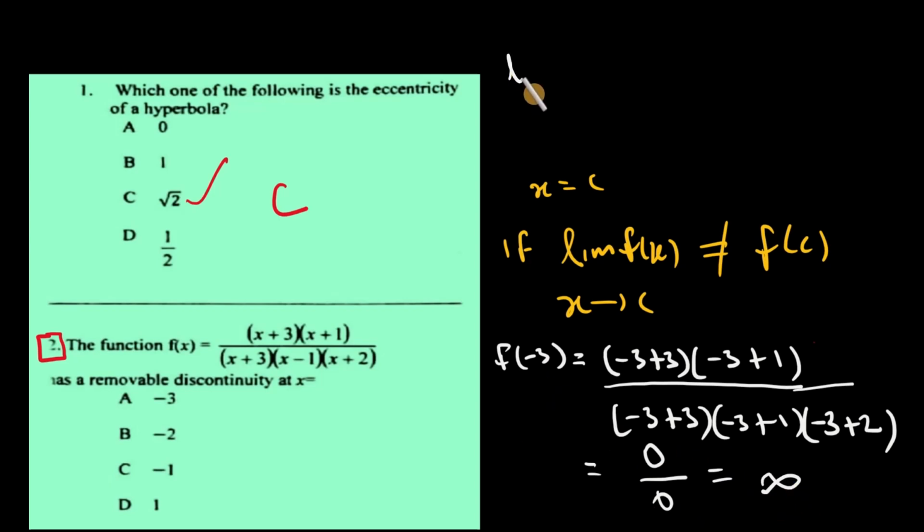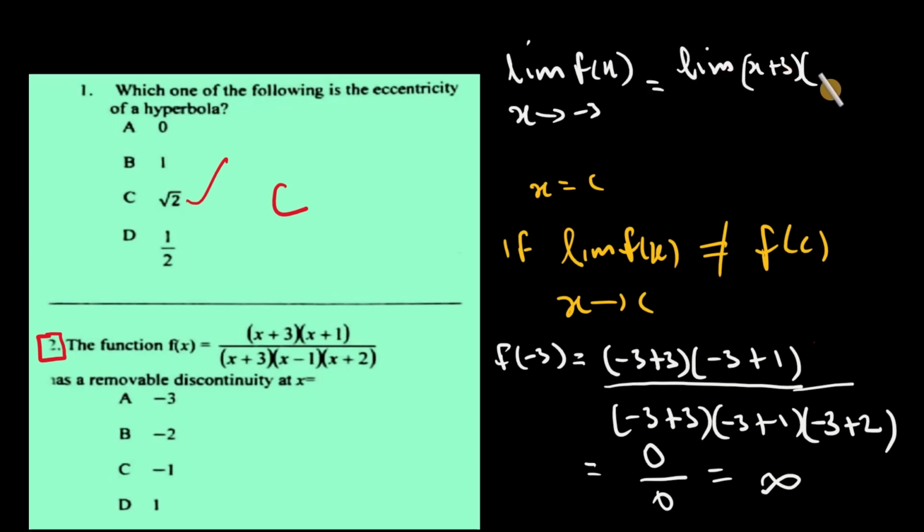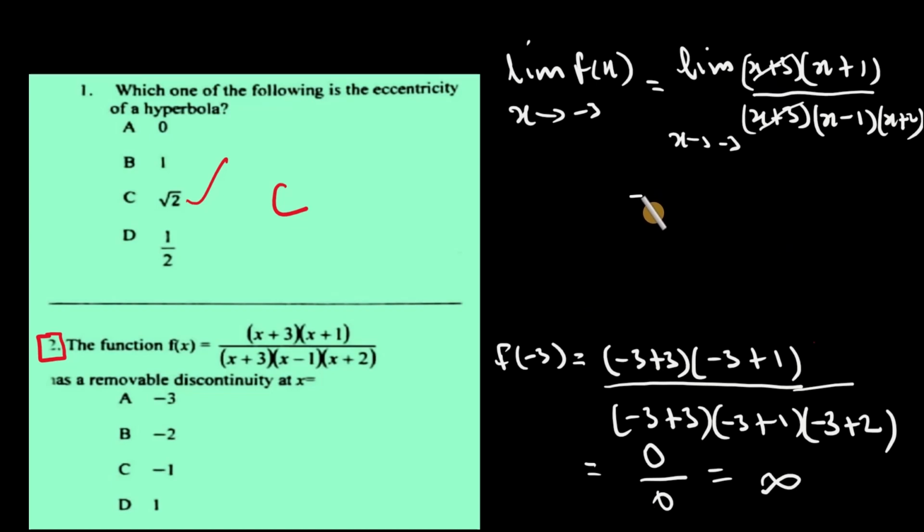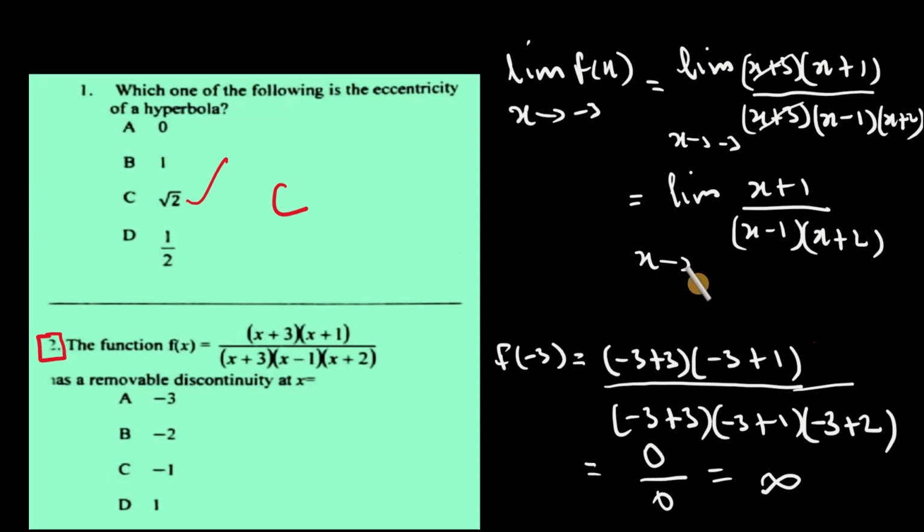Now let us find the limit of f of x as x tends to minus 3. That is the same as the limit of (x plus 3)(x plus 1) all over (x plus 3)(x minus 1)(x plus 2) as x tends to minus 3. You know, the first step to get the limit of a function is to simplify the function. This function can be simplified. That is x plus 3 can cancel x plus 3 and we'll have the limit of (x plus 1) over (x minus 1)(x plus 2) as x tends to minus 3.